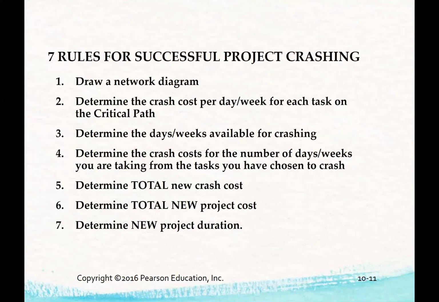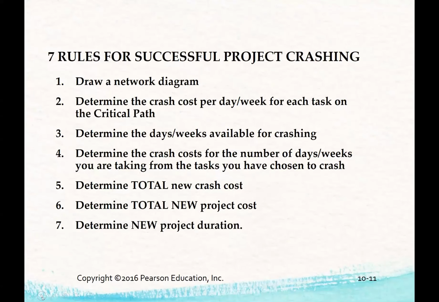So what we're looking for in the exam is that you draw the network diagram, that you determine the crash cost, whether it's per day or per week, for each activity that's on the critical path, and only those activities that are on the critical path. We look at how many days are available for crashing, crashing as much as we can on the critical path. Then we look at what those crash costs are, then we figure out what the total new crash cost is, what the total new project cost is, and then what the new project duration is.